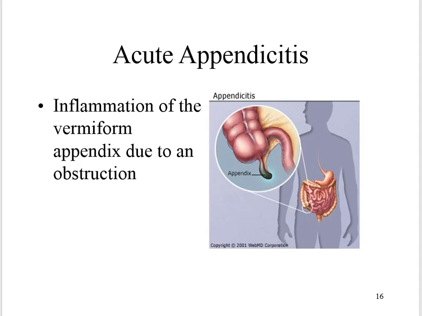The interior of the appendix is obstructed by a fecalith, stricture, foreign body, or viral infection. In many cases, ulceration of the mucosal lining of the appendix appears to be the causative factor. Whatever the etiology, bacteria multiply and invade the appendix wall, compromising circulation to the organ. You get necrosis, then gangrene, then perforation occurs.